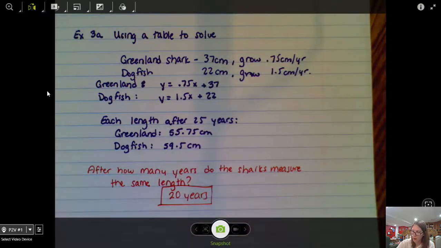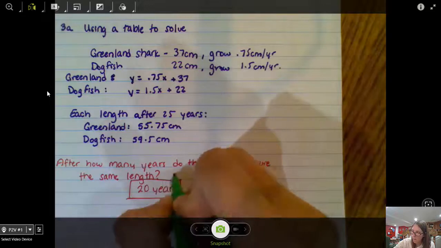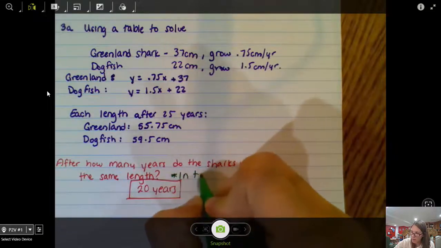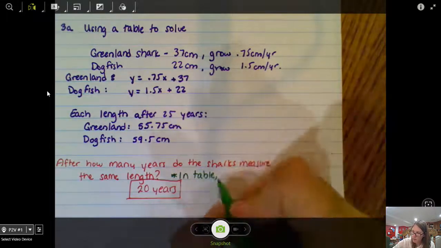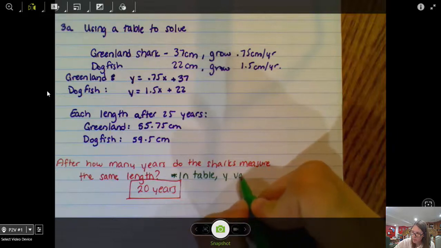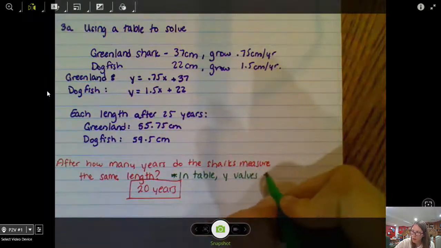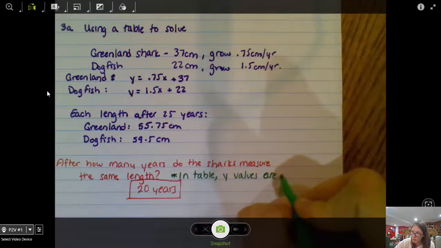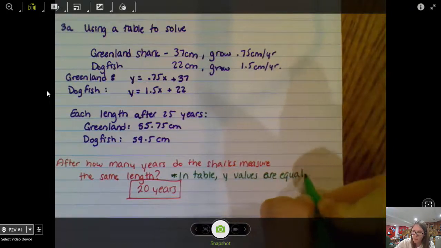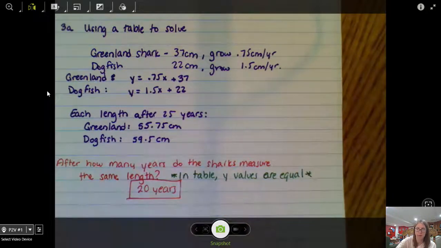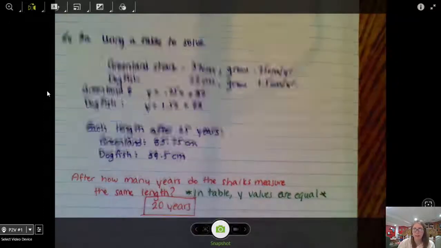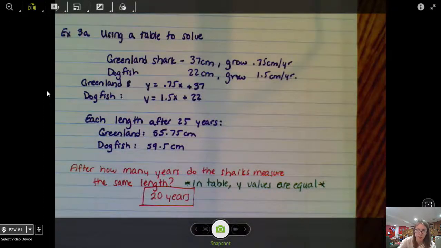Okay, and I will make that note there too. That in the table, the y values will be equal. So that's the gist of using a table to solve a system of equations.